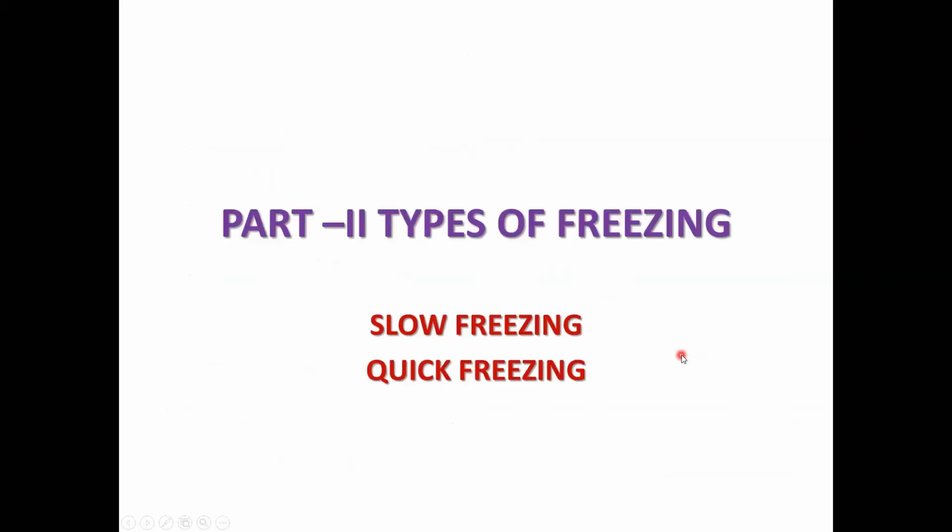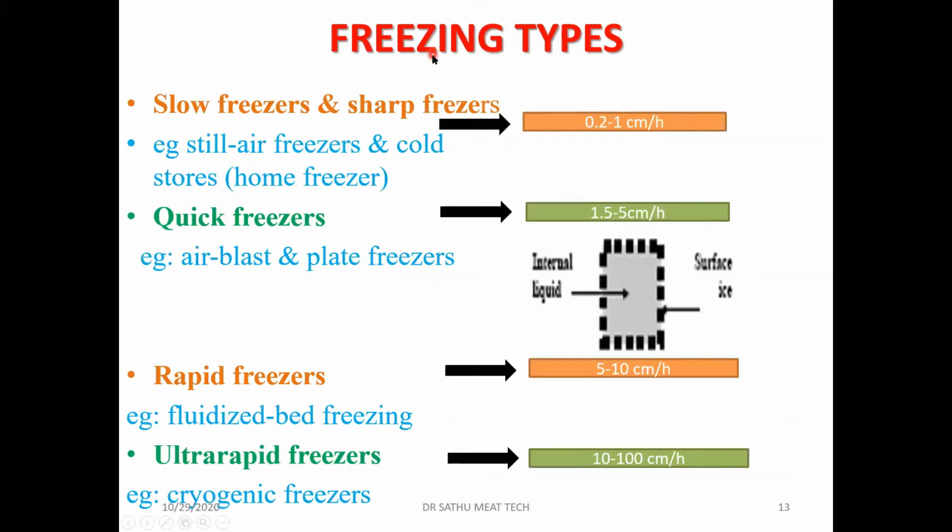So with this basic, let's enter into the types of freezing. Broadly we can say there are two types of freezing. One is called slow freezing and another is called quick freezing. So let's understand the freezing types. There are different types of freezing.